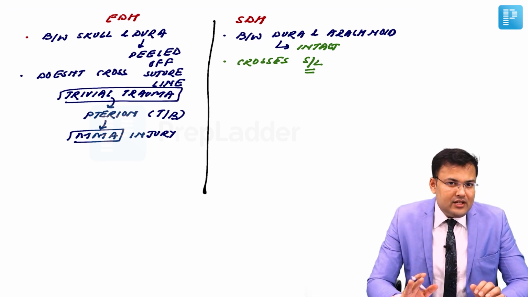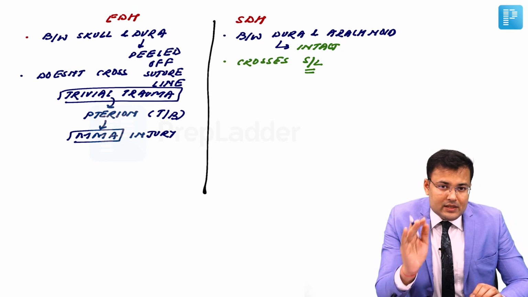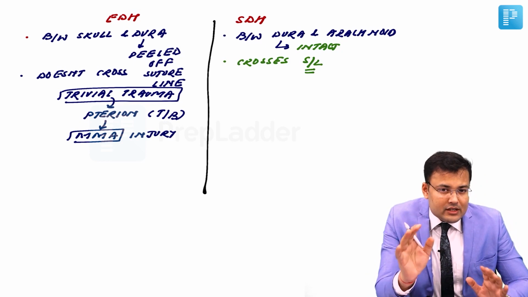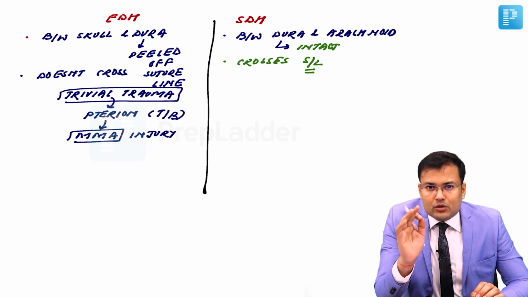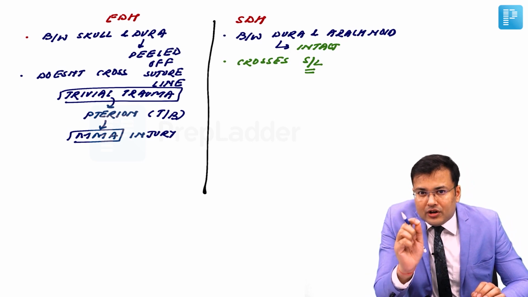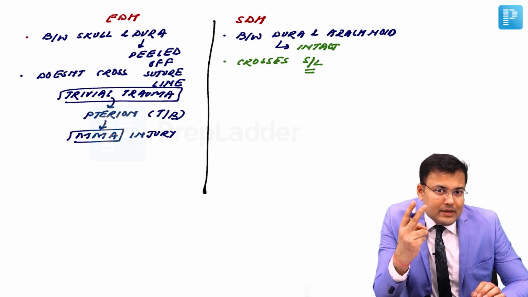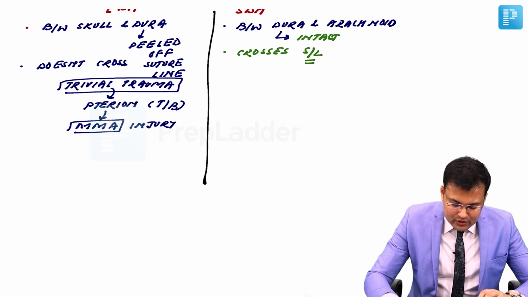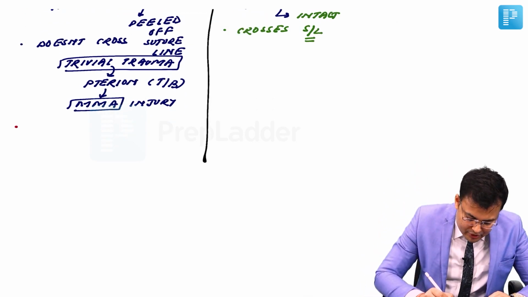Now what happens in EDH? Lucid interval is positive. What is lucid interval? This question was asked many times. So there is a short period of consciousness between two episodes of unconsciousness. So in this case, the important point here is that lucid interval is positive.